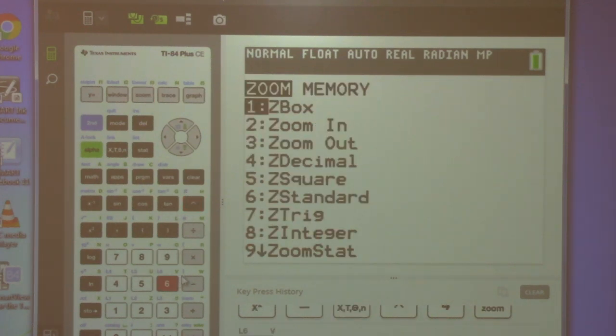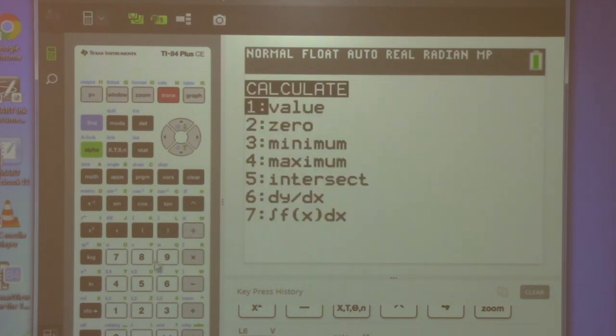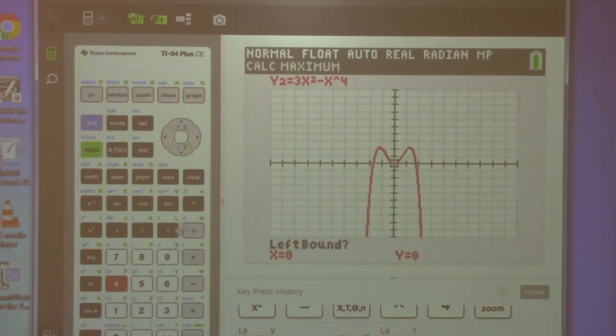And we get this looking thing right here, like this. And then just to see what it is, we should get square root of 3 over square root of 2, right, for that. So second trace, maximum, left bound, question mark.